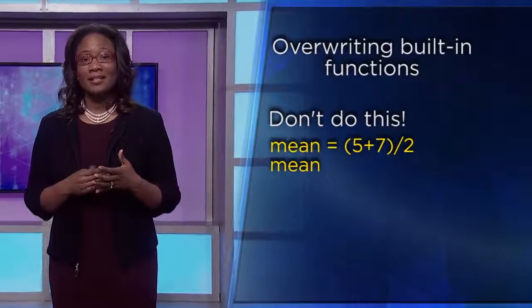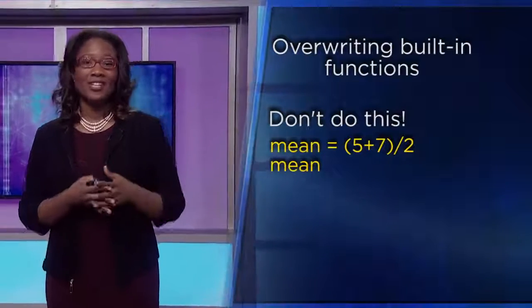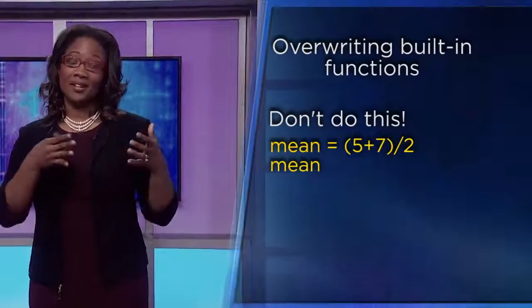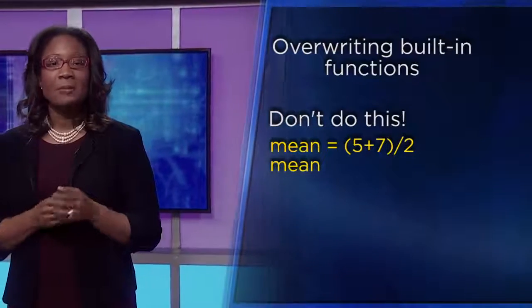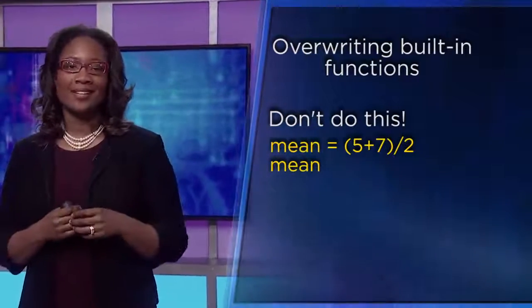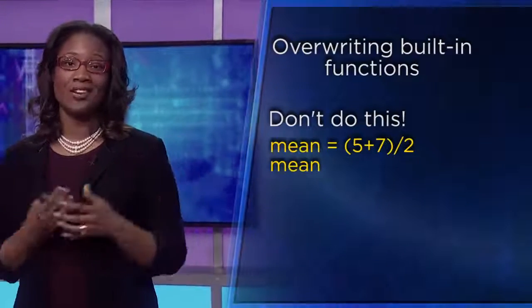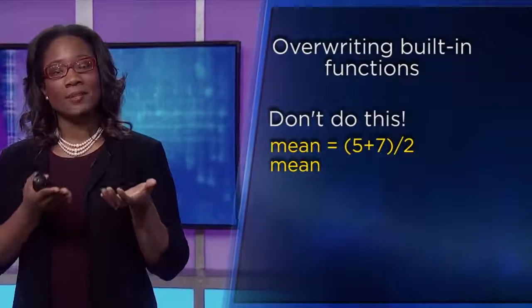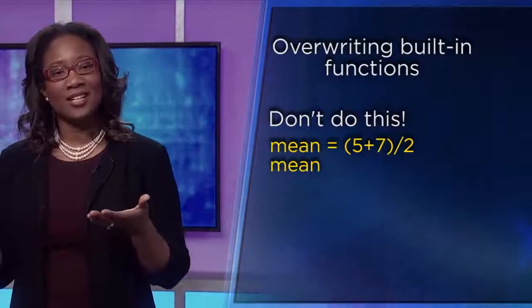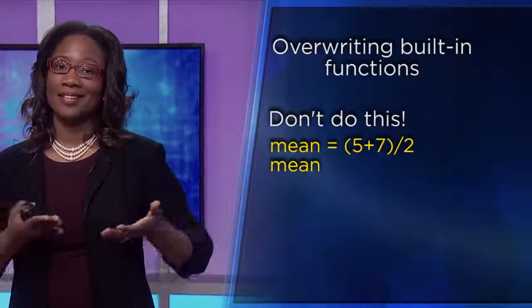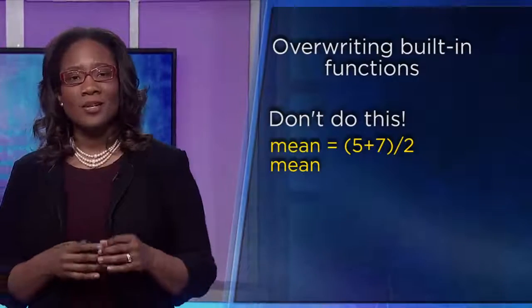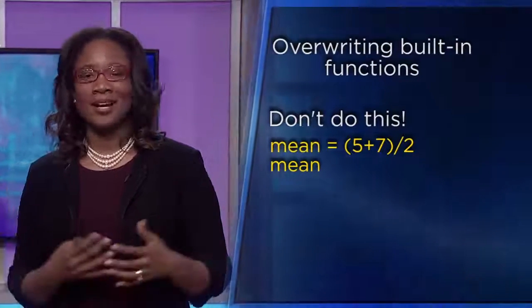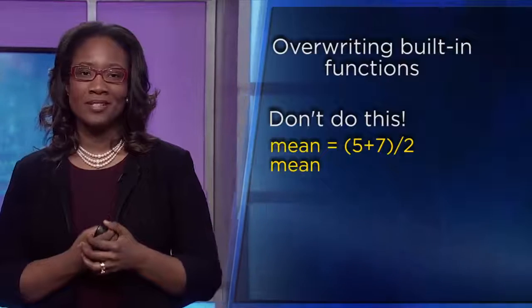Well, the problem is mean is a function in R that you can apply to your data set to get the average out of. But as soon as you overwrite it, R overwrites that function. And so instead of being able to use mean as a function, when you type mean, it gives you the average of 5 and 7. So be careful when you're using R to not write over built-in functions.